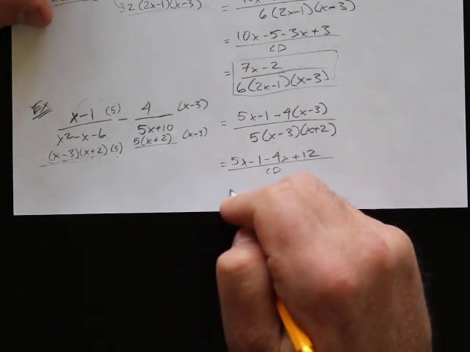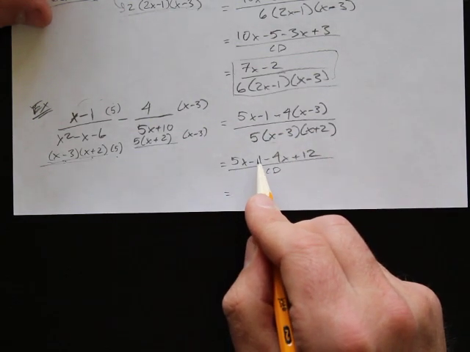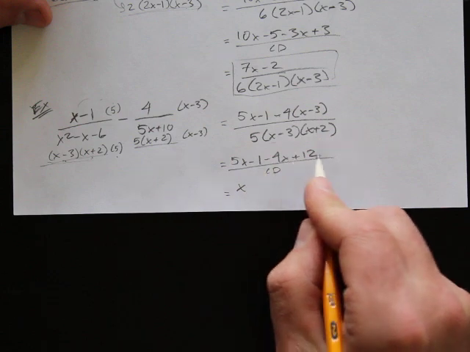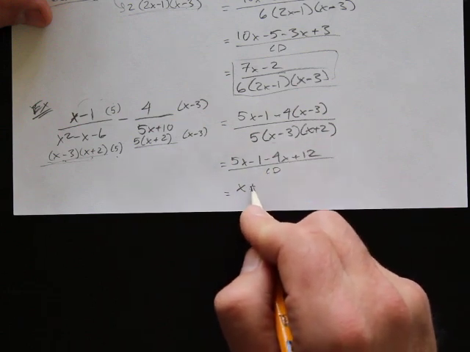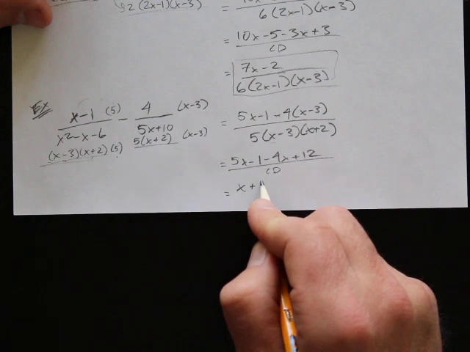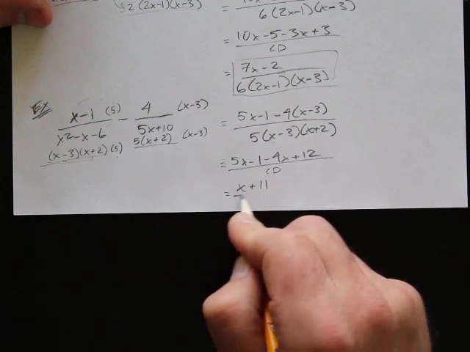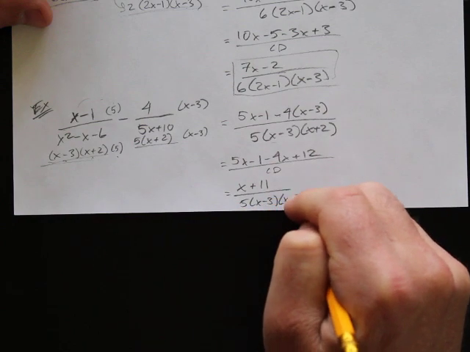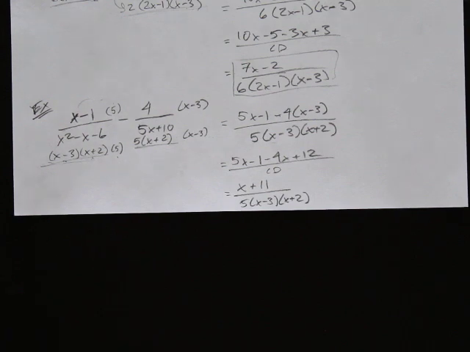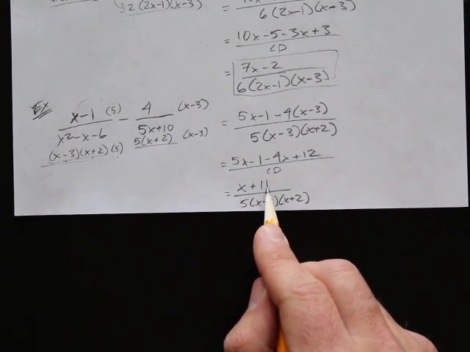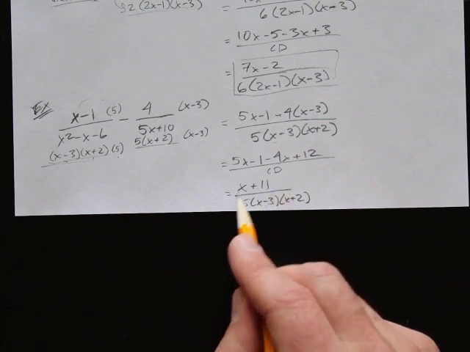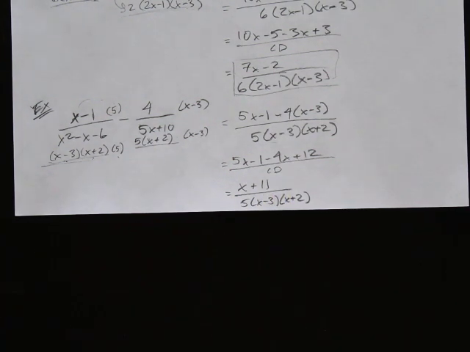over my common denominator. I don't want to write that again until I'm all ready. Let's see, positive 5x, negative 4x, that gives me x. Negative 1 and positive 12 will give me a positive 11, all over my common denominator, which is 5 times x minus 3, x plus 2. Now, last time I did this, I got a different number here. Oh, I see what I did wrong last time. Yikes, I did it right this time. I did it wrong last time. Interesting. All right.